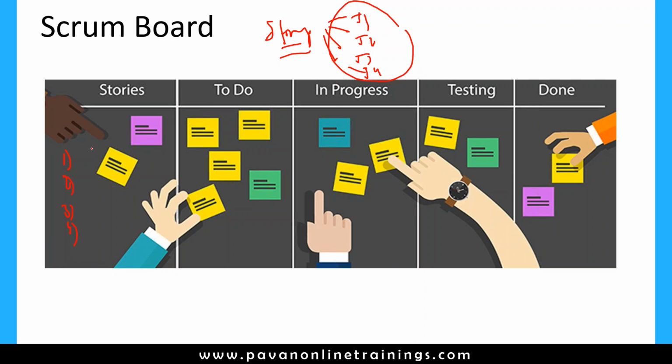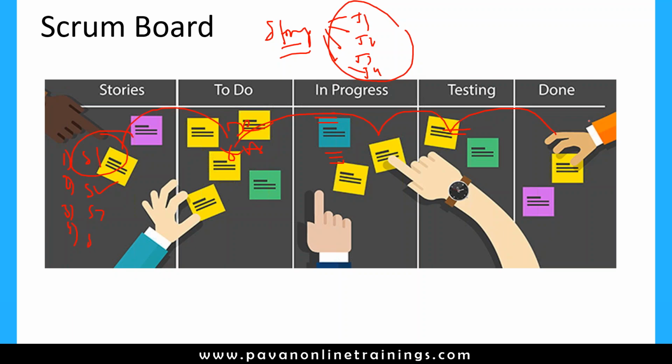Every day we need to tell in which status a particular story is: to do, in progress, testing, or done. It needs to move from one stage to another. Here, to do means the developer tasks and QA tasks are waiting, and some developer tasks and some QA tasks will be in progress. Then during the testing phase, and once the testing is completed, the story will be done.